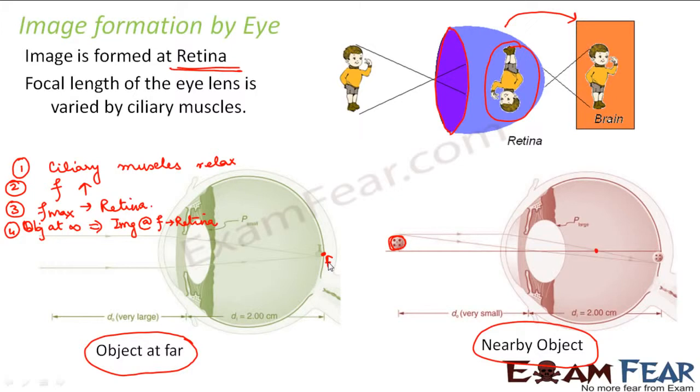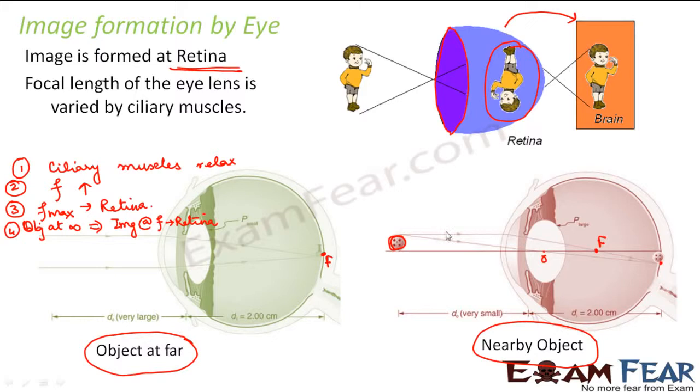In the earlier case, the focus was on the retina. Focus reached its maximum value. In this case, the focus is here. Therefore, a ray coming parallel to the principal axis passed through the focus. Another ray which passed through the optical center of the lens went without any deviation, and they both met at this point, which is nothing but again the retina.